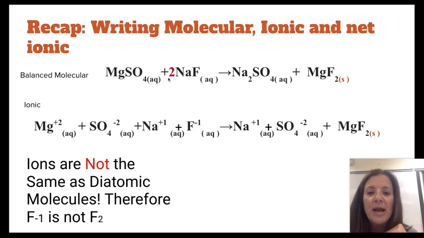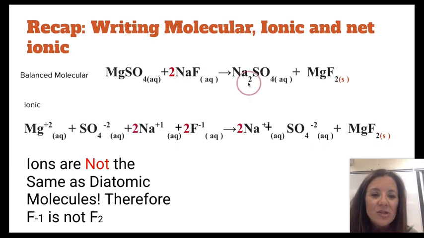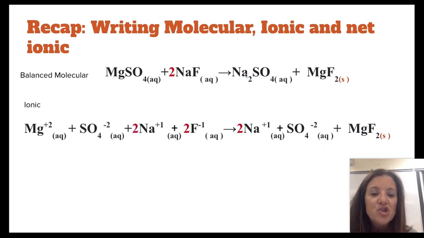Now, the other thing that we have to be mindful of in an ionic equation is that we have to balance those ions. So this coefficient of 2 applies to both the sodium and the fluoride ion. So you have to balance those. And this little 2 here applies to just the sodium. Hence why a 2 goes in front here, and this 2 applies to both of those ions.